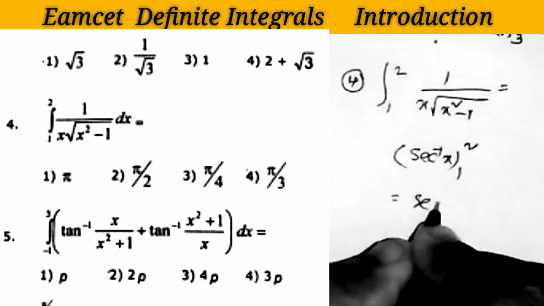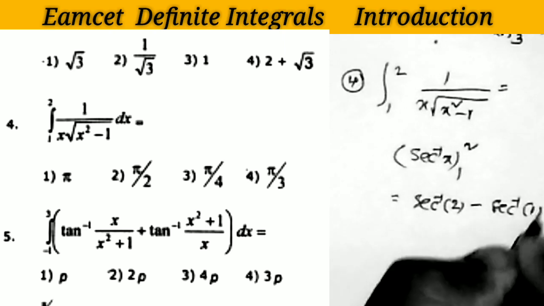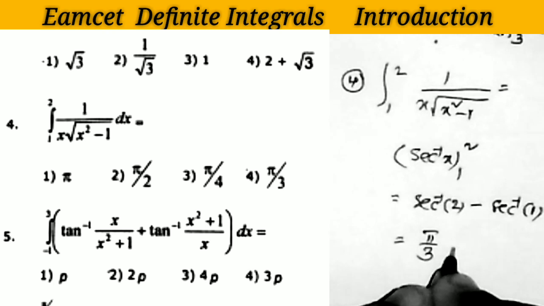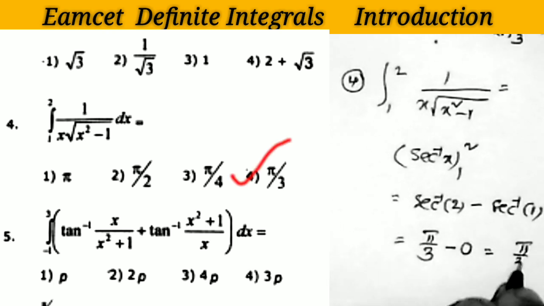Now replacing the limit values: secant inverse 2 minus secant inverse 1. Secant inverse 2 is equal to 60 degrees, that is pi by 3, minus secant inverse 1, which is equal to 0 degrees, that is 0. Therefore the answer is pi by 3, and that is the last option.